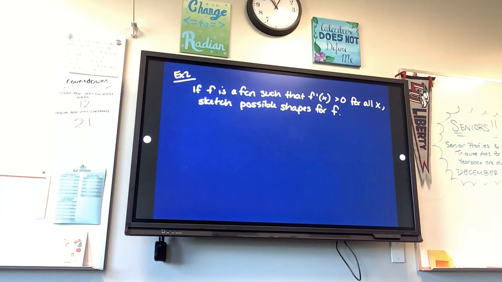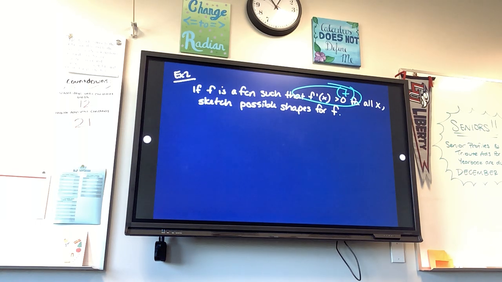Okay. The information that they give you is about F prime. I'm not going to jump back to it every time. Look at your table. What do I care about with F prime? Positive and negative. So they give us information right here that says that F prime of X is greater than 0. What are they telling us? F prime is positive.